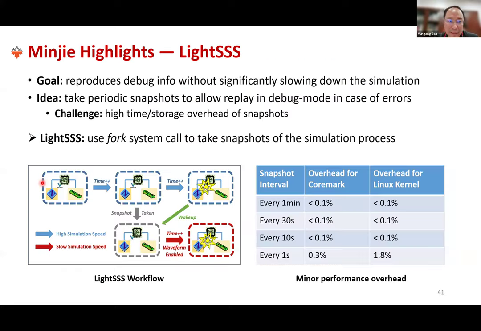So once there is an error, we can choose a child process and change the execution mode from high speed to slow simulation with a debug mode. In this way, we can identify where the bug is. The overhead is pretty small. For example, the overhead is less than 0.1% for a 1 minute time interval. Even if we take a snapshot every 1 second, the overhead is only about 1%.